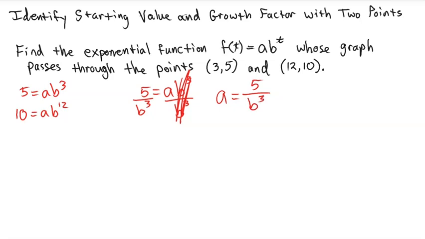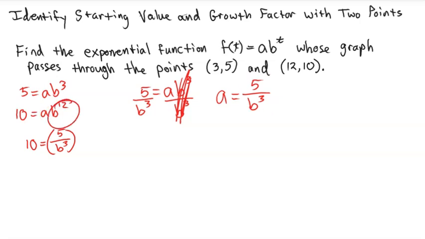Great. What I'm now going to do is take the second equation and replace the A with what A is equal to, which is 5 over B to the 3rd power. So I'm going to write 10 is equal to, and instead of writing A, I'm going to write what A is equal to, which is 5 over B to the 3rd power. This is called substitution. We're substituting A with what A is equal to. We're replacing A with what A is equal to.